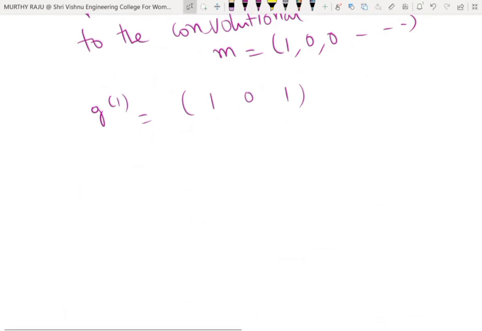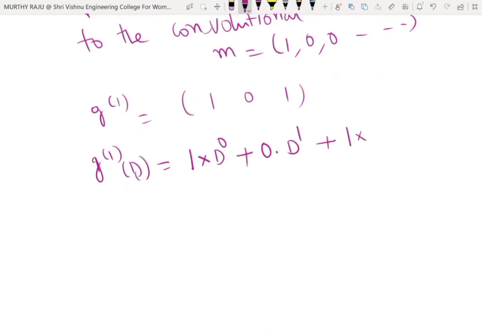Convert this G of 1 into polynomial form, that is G of 1 of D is equal to 1 into D power 0, plus 0 into D power 1, plus 1 into D power 2. D power 0 is 1, so 1 into 1 is 1, plus 0 into D power 1 is 0, plus D square. Therefore, G of 1 of D is 1 plus D square.